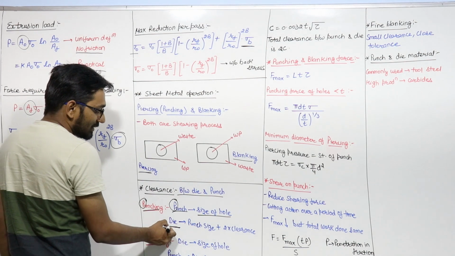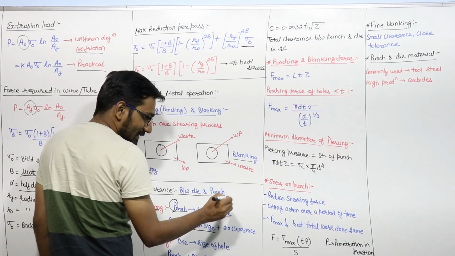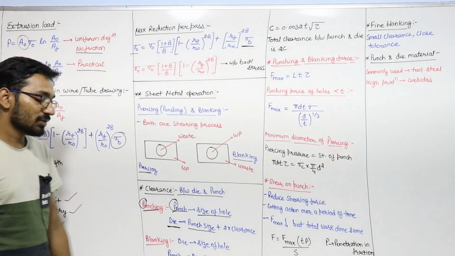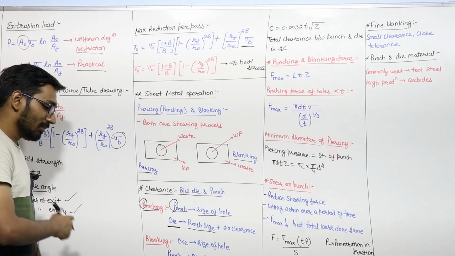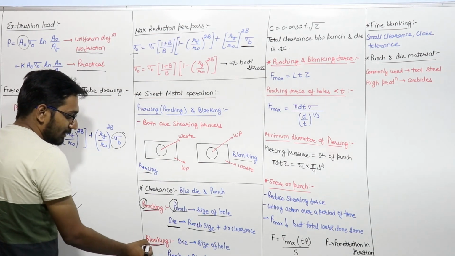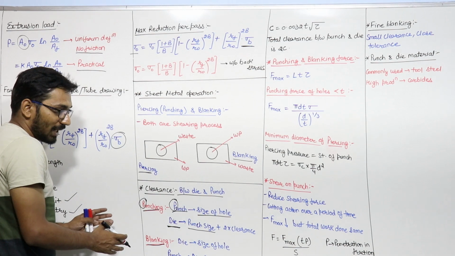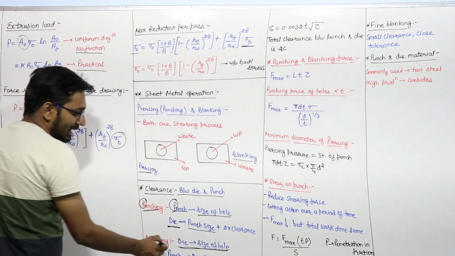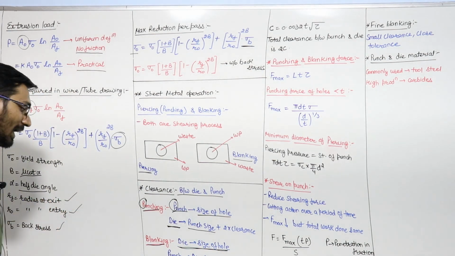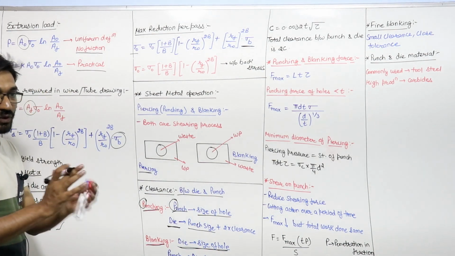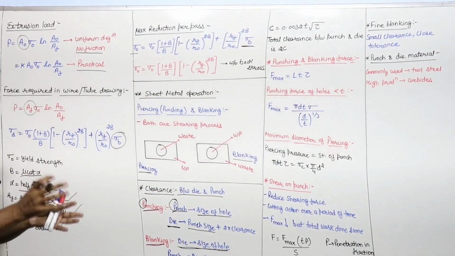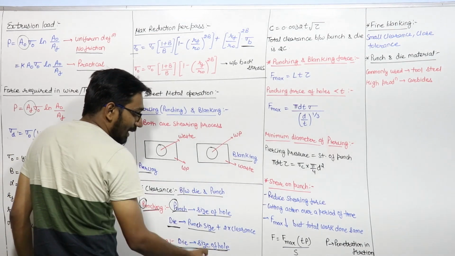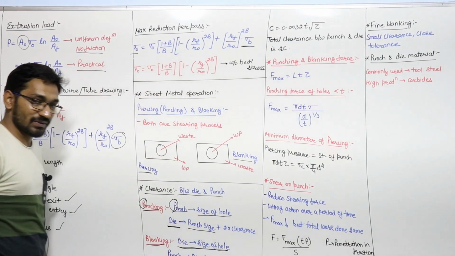So we can say that the size of the die will be the punch size plus 2 times the clearance, right? Clearance is on both sides, so it will be 2 times the clearance. While in blanking, your die will be of the size of the hole which you want, and the punch is having some clearance, so the punch has a smaller diameter than the die. The punch size will be equal to the die size minus 2 times the clearance, right?